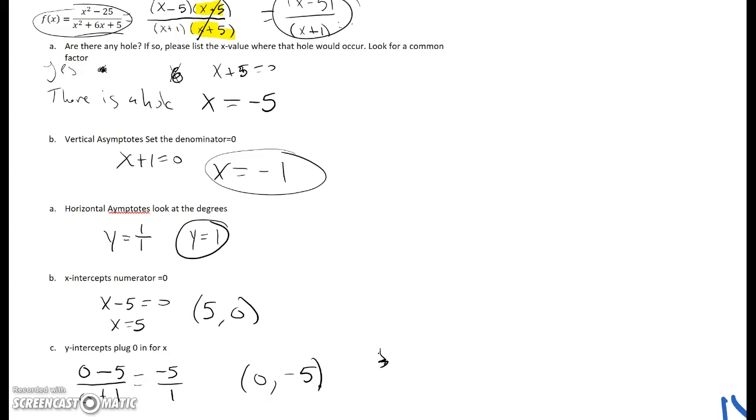There are a lot of different things to do in each step, but just try to break it down. Try to give yourself a little key hint: for vertical asymptotes, set the denominator equal to 0; for horizontal, look at the degrees; set the numerator equal to 0 for x-intercepts, stuff like that.